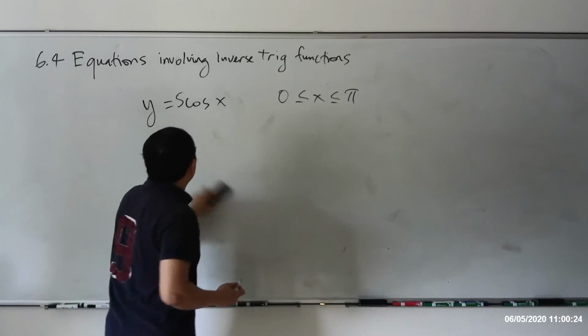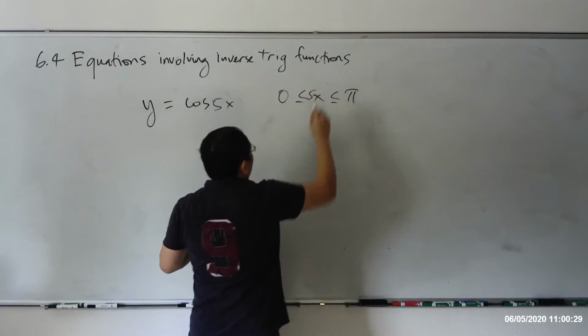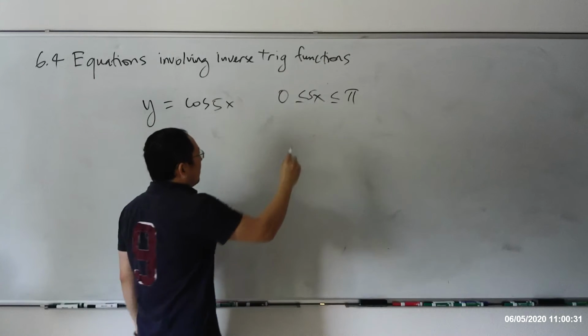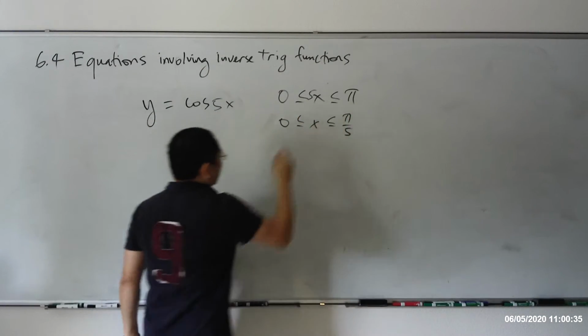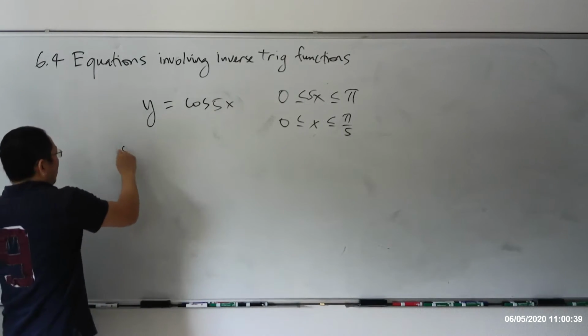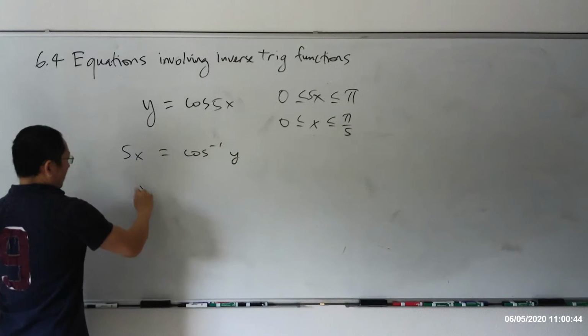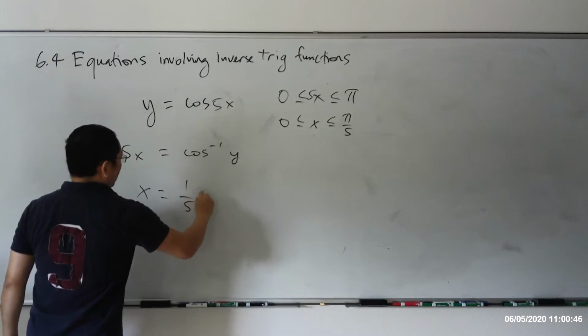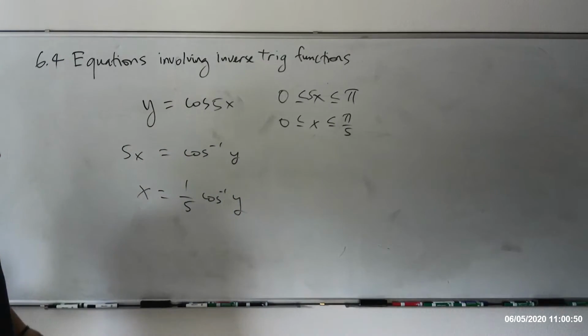Since previously I wrote cosine of 5x, let me show that problem as well. What if I have y equal to cosine of 5x? So 0 less than or equal to 5x less than or equal to pi means 0 less than or equal to x less than or equal to pi over 5. This is the condition to have the inverse. So 5x is equal to cosine inverse of y, so x is equal to 1/5 of cosine inverse of y. And that's it.